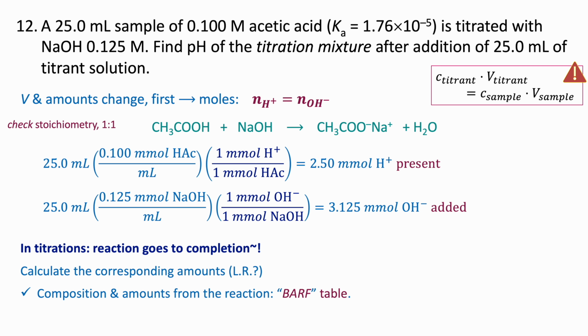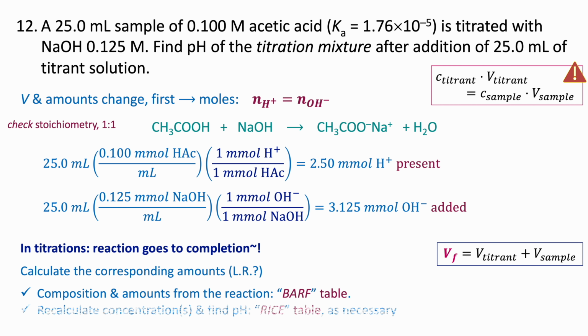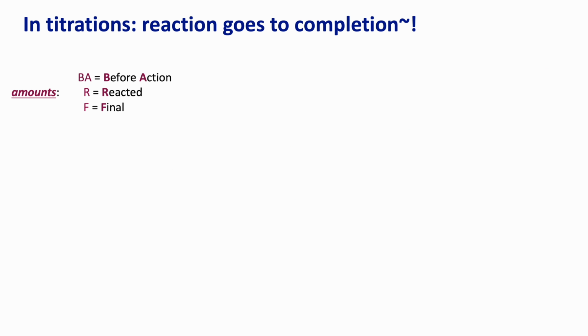With that, I can calculate the compositions and the amounts coming from the reaction, and for that I'm going to use a BARF table. Compositions and volumes are changing, so I can recalculate the concentrations of the relevant species. That will allow me to find the pH, and I'm going to do that with a RICE table. So a two-step process in this problem. The first one calculating amounts with a BARF table, the next one calculating concentrations with a RICE table as seems appropriate. Let's go with the first part.